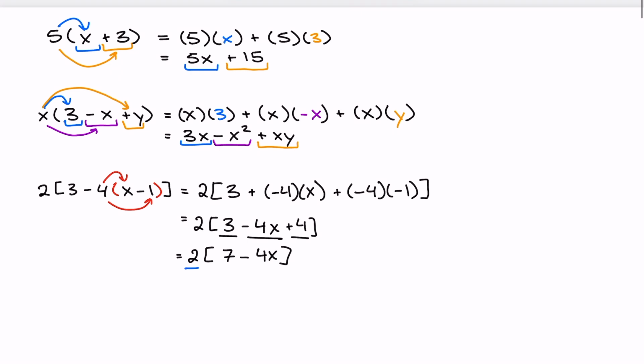Now this 2 can be distributed to both the 7 and also the negative 4x. So I'm going to do that now, giving us 2 times 7, which is 14, and 2 times negative 4x, which gives us negative 8x. And that would be our final answer.